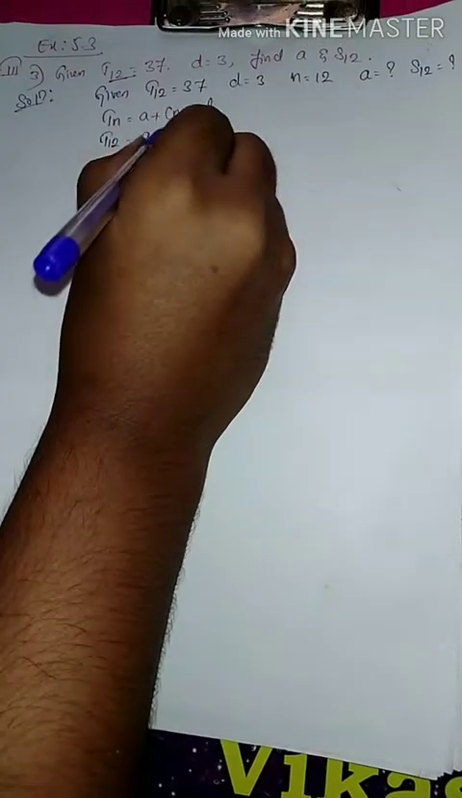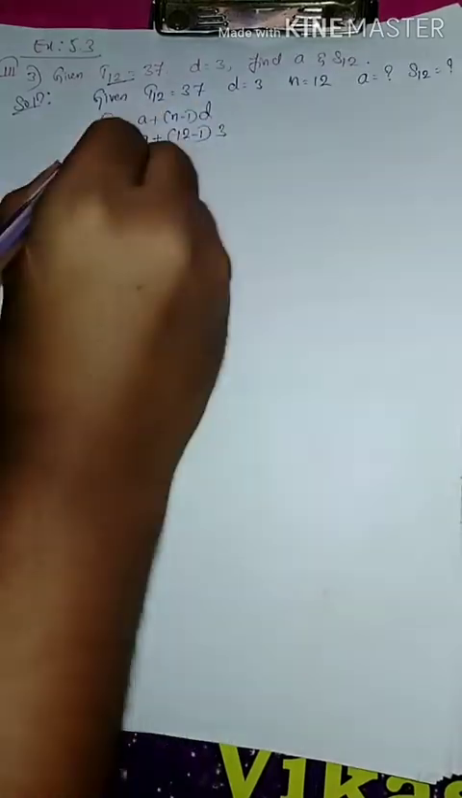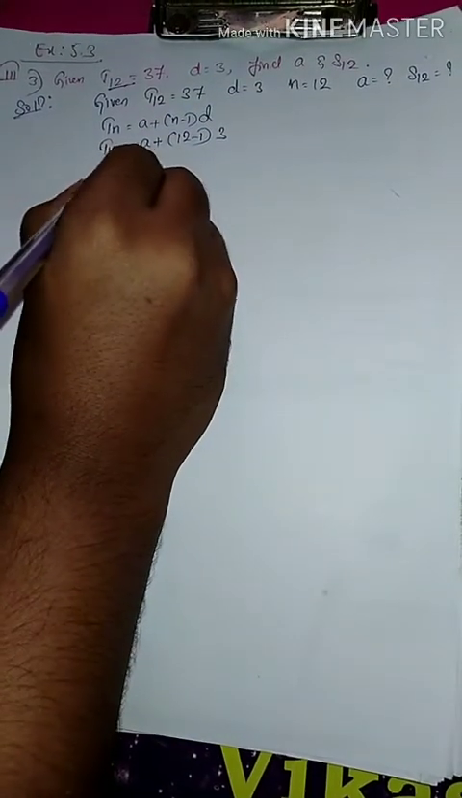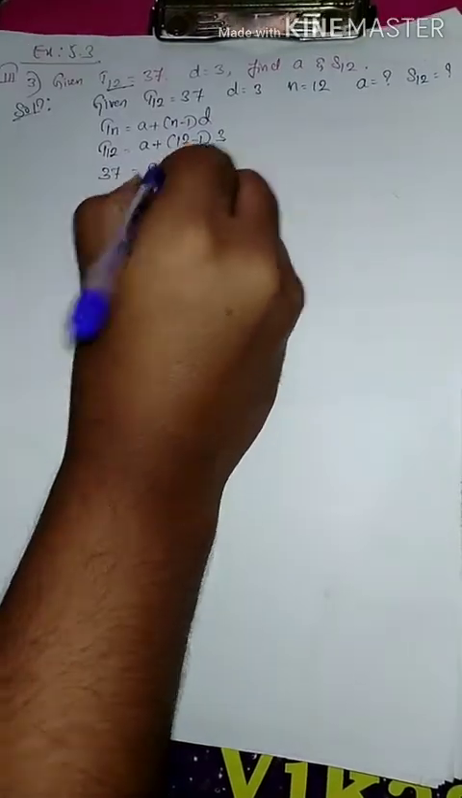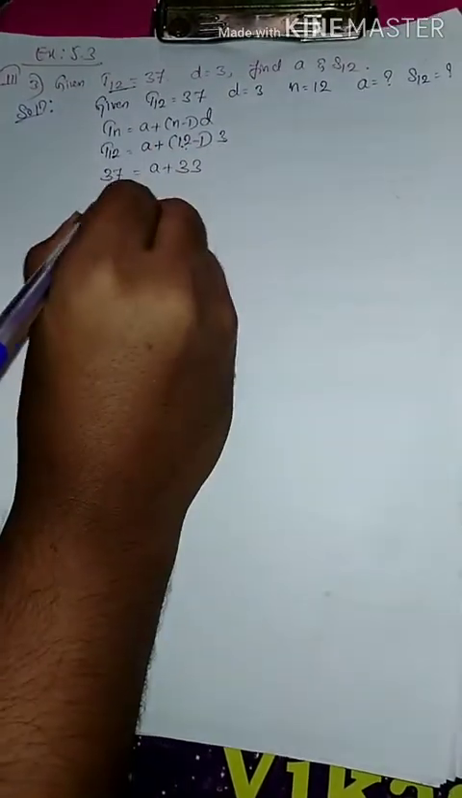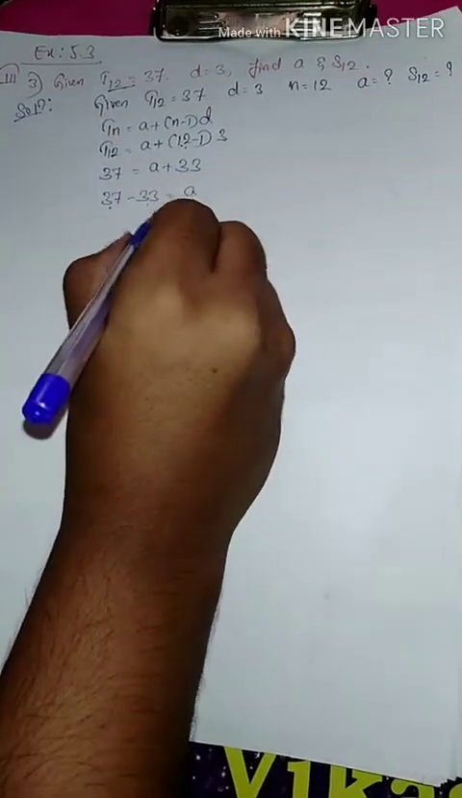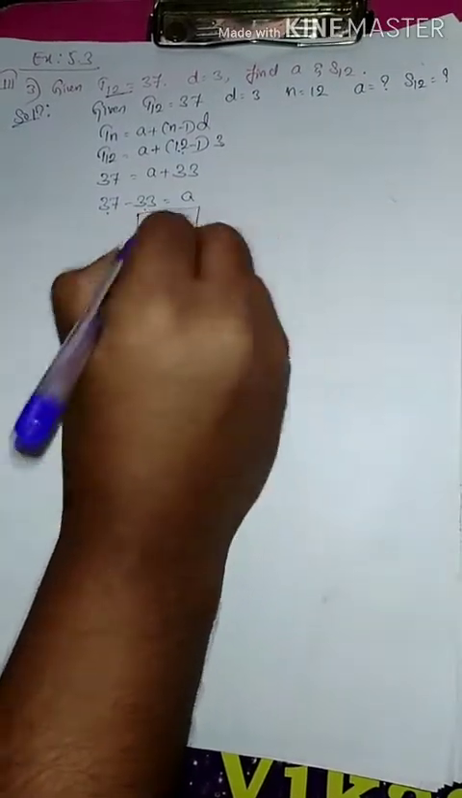T12 is equal to A plus n is 12 minus 1, and D is 3. T12 is given 37 is equal to A plus 12 minus 1 is 11, 11 threes are 33. 37 minus 33 is equal to A. But 37 minus 33 is 4. So A is equal to 4.